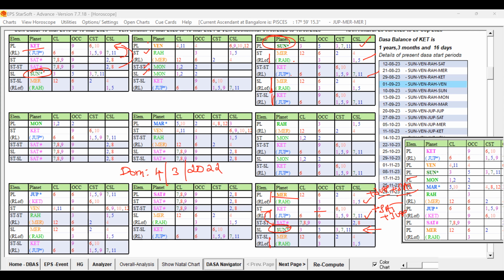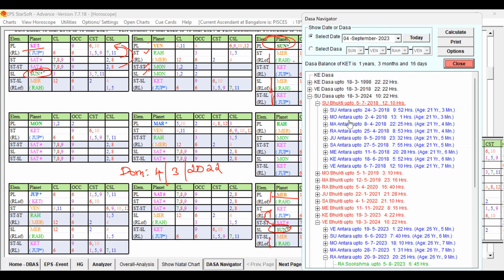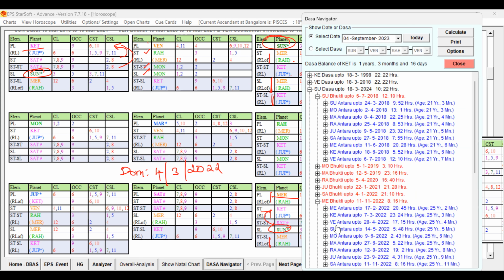Let us check the period. 2022, 4th March: Mercury Bhukti. Yes, Ketu Antara. In Mercury Bhukti, Ketu Antara, the marriage happened. That was the time the marriage occurred. So, what are the Dasa Bhukti?